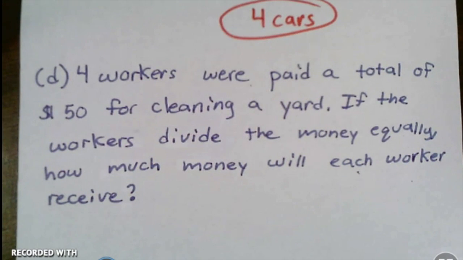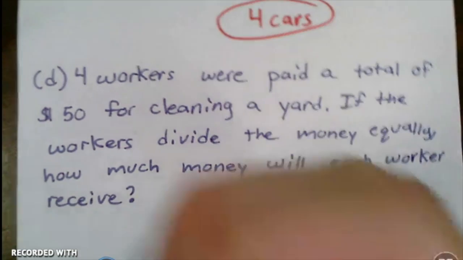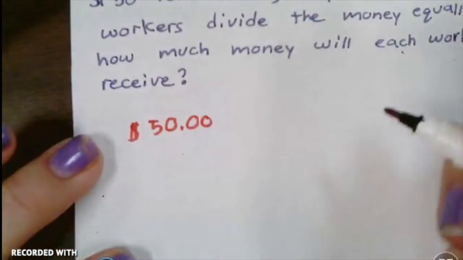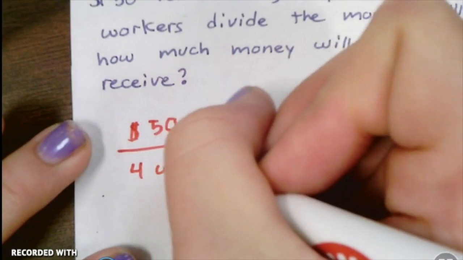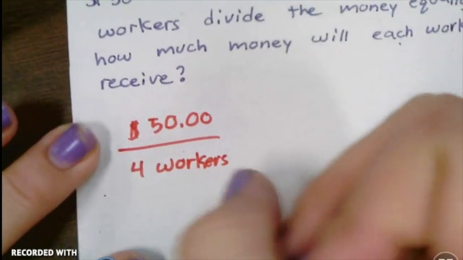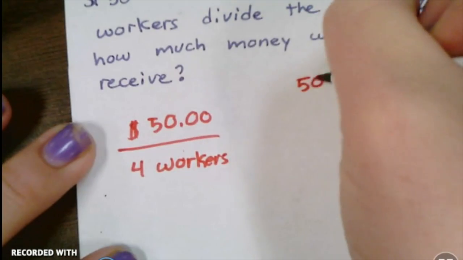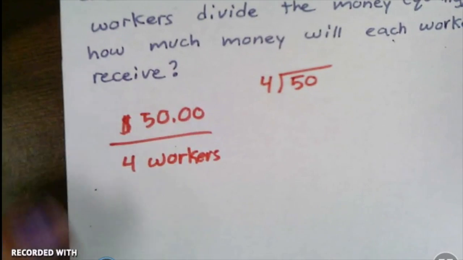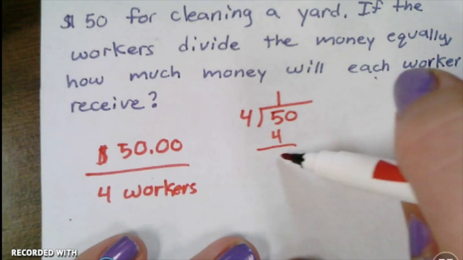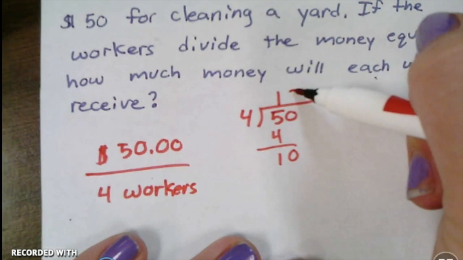4 workers were paid a total of $50 for cleaning a yard. If the workers divide the number equally, how much money will each worker receive? All right, so in this one, we've got $50 divided by 4 workers. So over here, I'm going to do 50 divided by 4. We got 4 goes into 5 once. 4 goes into 10 twice.